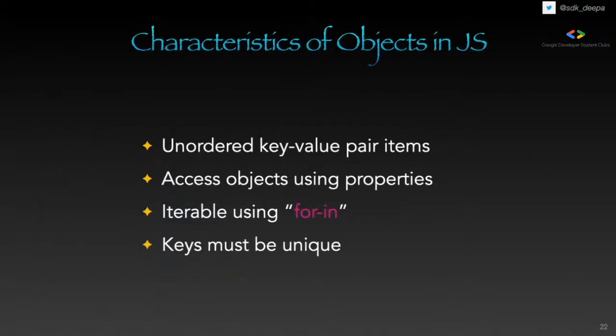And like I said, it's unordered key-value pair items. You can access using properties, and here you would use a for...in loop. Keys must be unique. In objects, multiple properties can have the same value, so values need not be unique in this case.